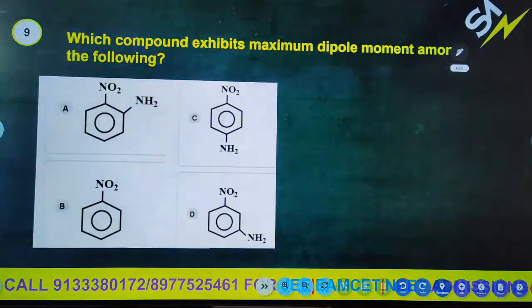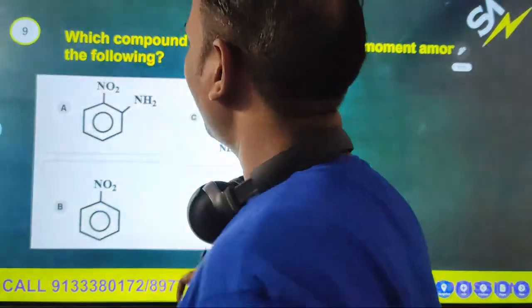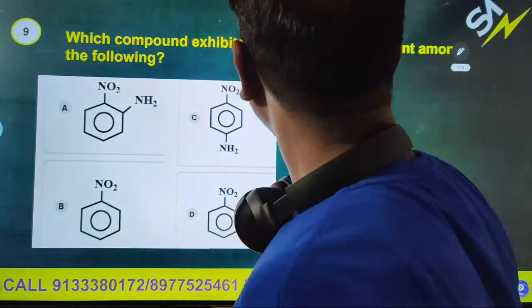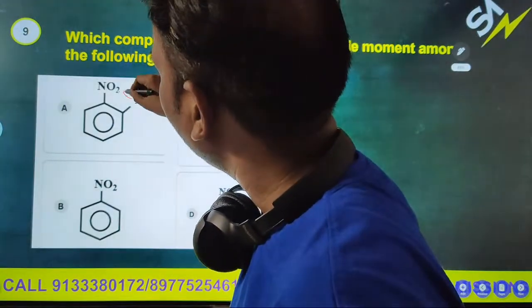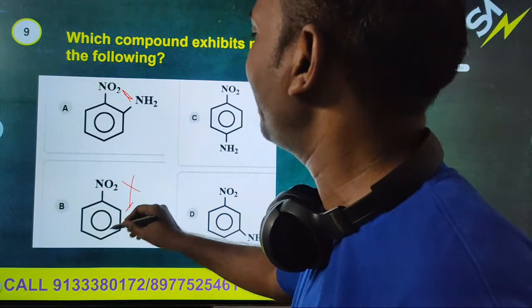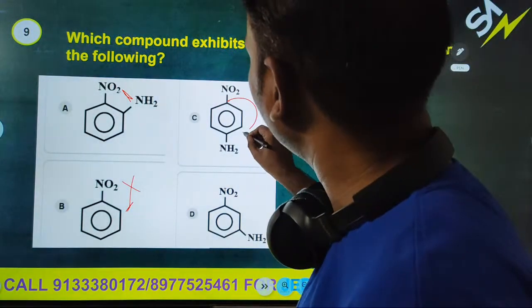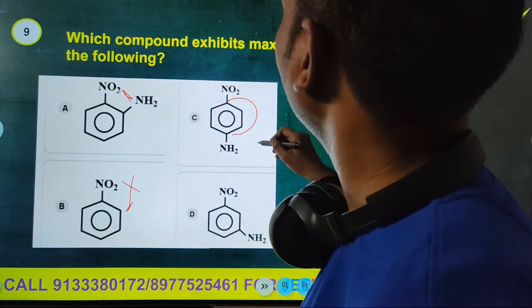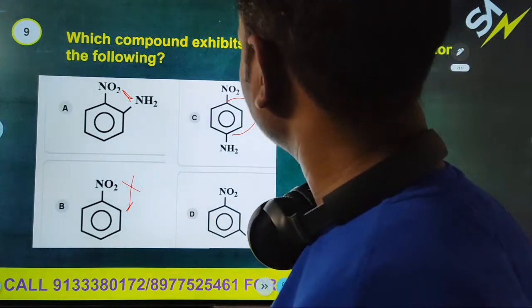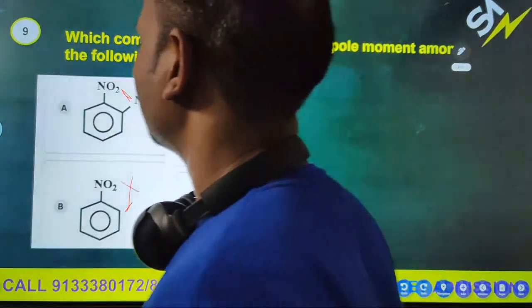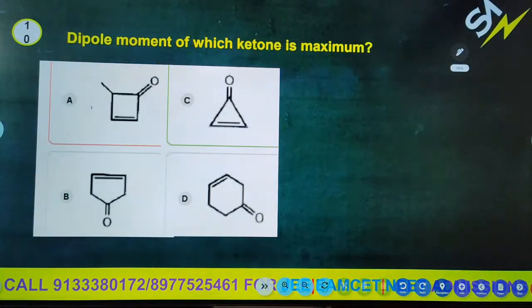Correct. Next, which compound exhibits maximum dipole moment? Here all are benzene derivatives. So which one has it? Okay, for maximum dipole moment, here the difference is less, the distance is very small. Here it is wrong because there is no comparison. Here there is a large difference. So we say the dipole moment is maximum here, and here the dipole moment is less. Clear? Now the next question.